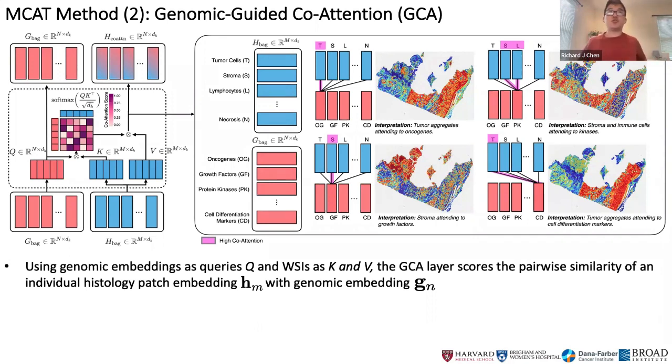I'll briefly walk through how this co-attention works. This is our collection of genomic signatures. These are our histology patches. Let's say this embedding here corresponds to oncogenesis. As in the transformer self-attention, we would use the genomics as the queries and the histology as the keys and values, and compute the dot product similarity of how each histology patch is similar to this genomic signature embedding.